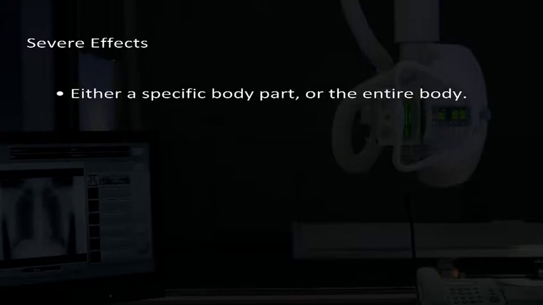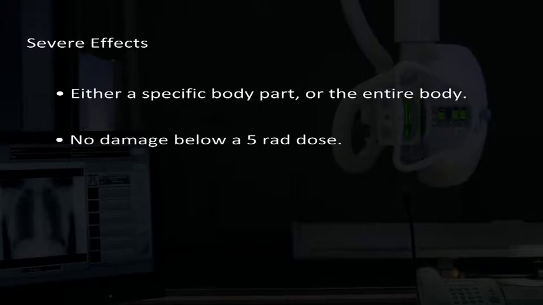When discussing the deleterious effects of radiation, the accepted theory is a linear non-threshold model. The higher the radiation exposure, the more damage it can produce. When using this model, any dose of radiation can be harmful. Generally, potential effects of radiation are discussed in terms of acute versus chronic exposure and whole body versus localized exposure. Severe effects of radiation exposure can manifest for either a specific body part or system or for the entire body. No damage occurring below a dose of 5 rad has been documented.